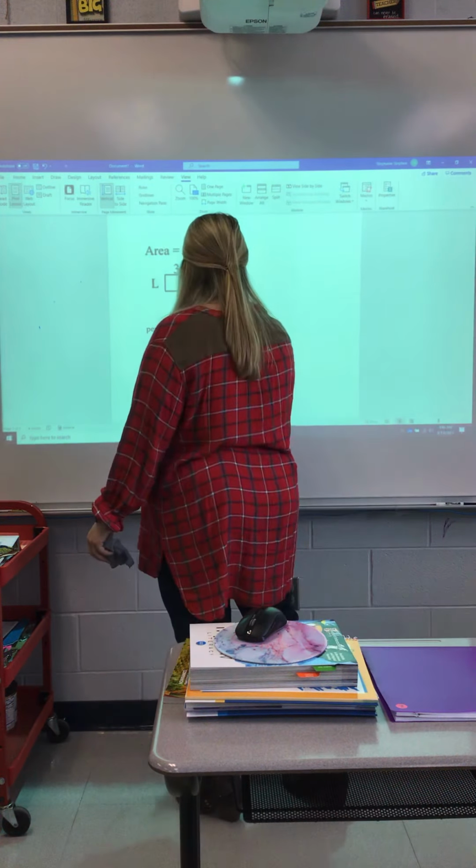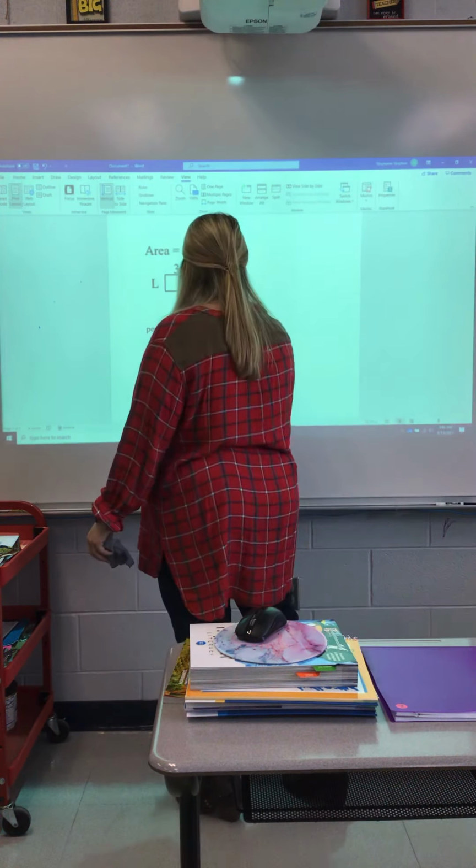My two long sides are 16. If I subtract those, that would give me 12. So that means this side and this side have to add up to 12. So what's 12 divided by 2? Right, it's 6. So that means this side is 6 and this side is 6.